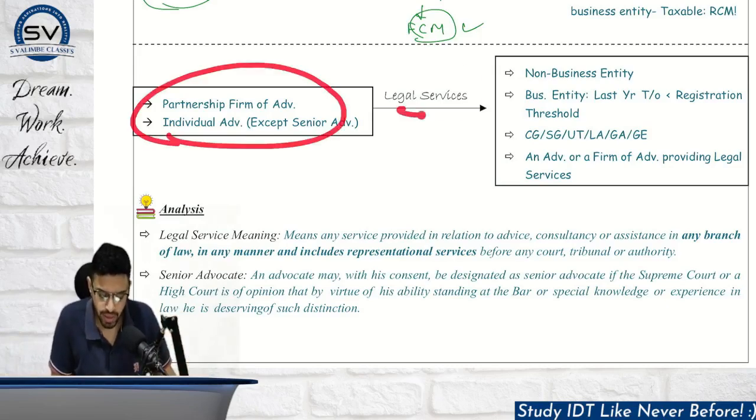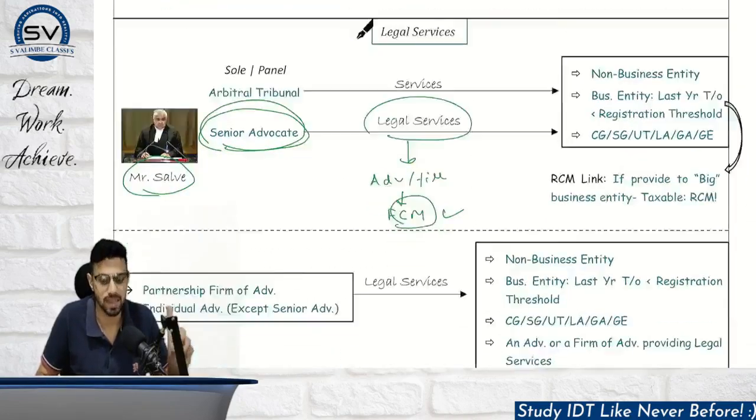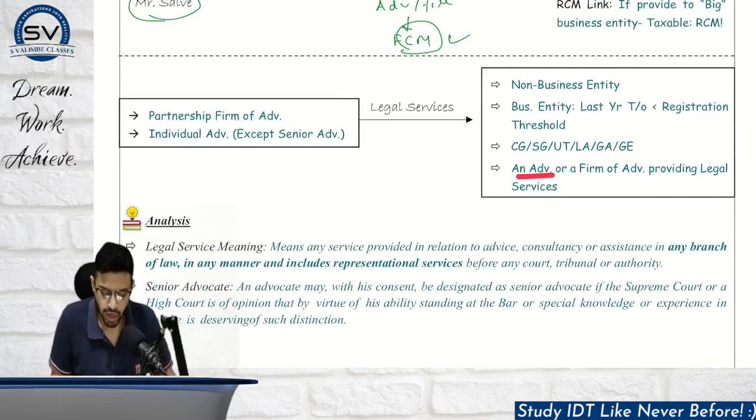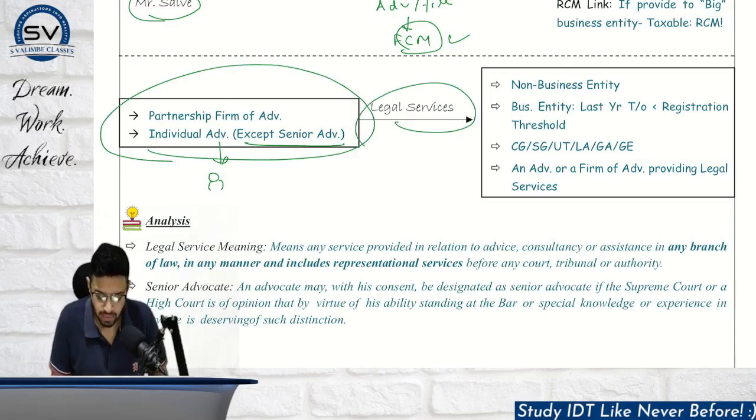So if these are providing legal services, it is just like above, but one additional recipient is covered, that is advocate or firm of advocates providing legal services. So point to be noted, very, very important, if an individual advocate is providing service to any advocate, exempt. But if a senior advocate is providing service to a firm of advocates or advocate, it is taxable plus RCM applies. Apart from that, if these provide legal services to a big business entity, RCM applies because it is taxable also, and RCM applies as well.